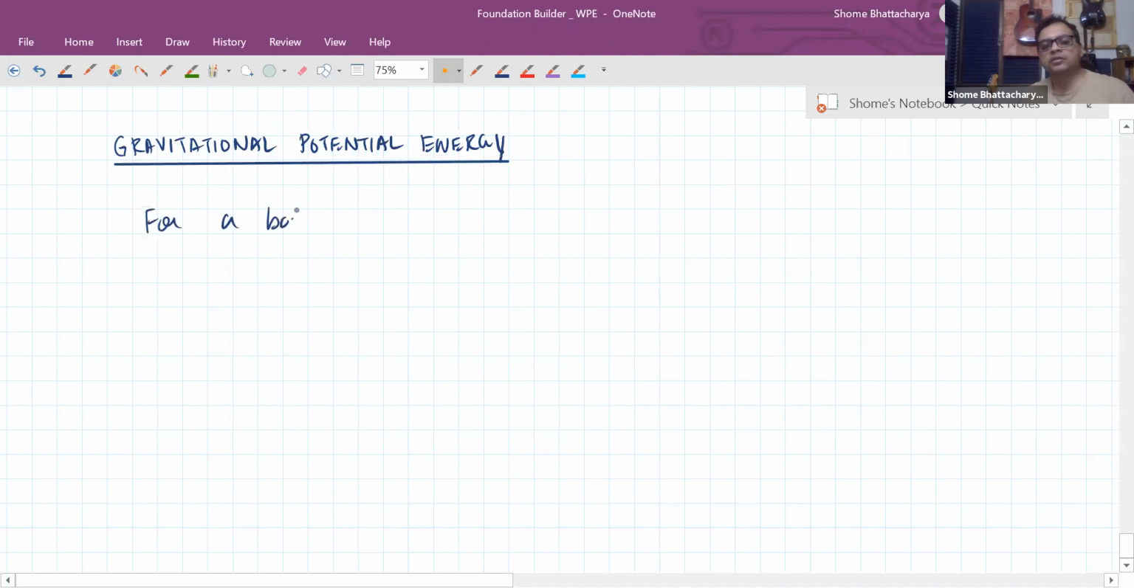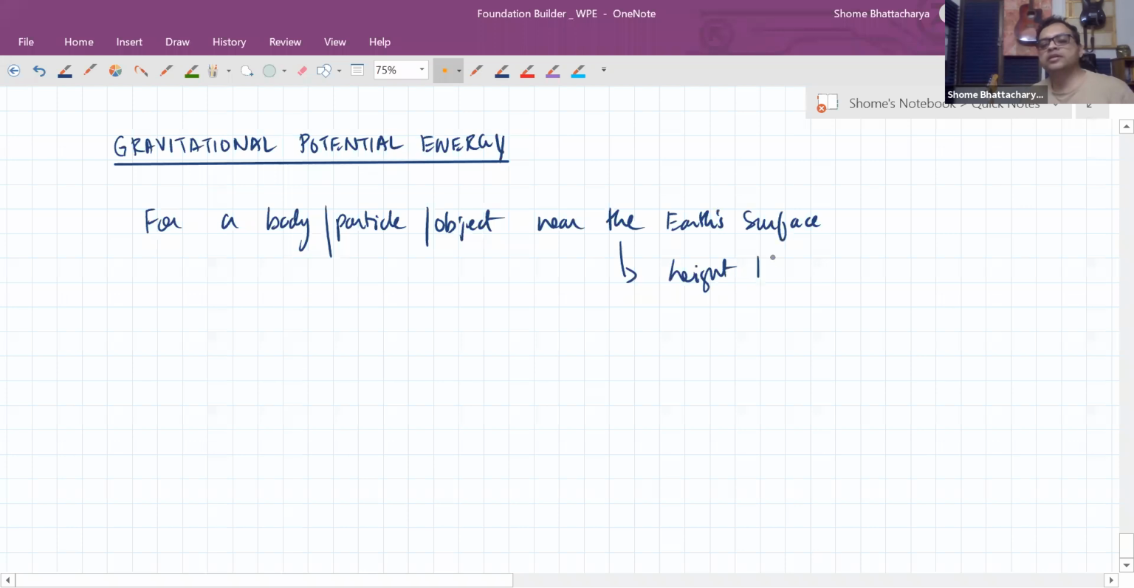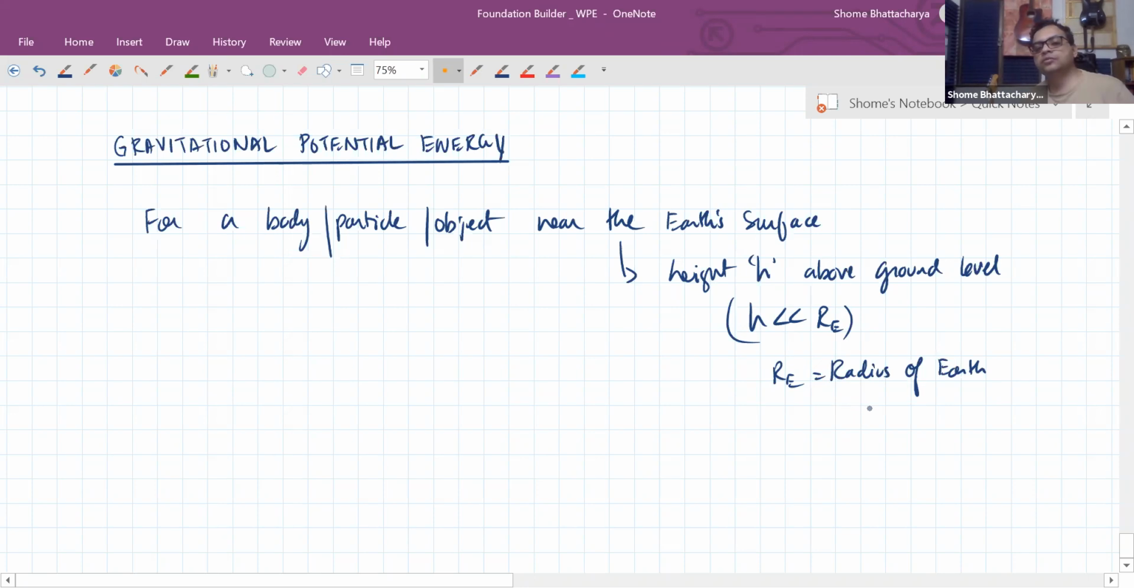Okay, for a body or particle or object or whatever, near the Earth's surface. So what we mean by near the Earth's surface means that the height h above the ground level is such that it is very small compared to the radius of the Earth. RE is the radius of Earth, which is approximately 6,400 kilometers.